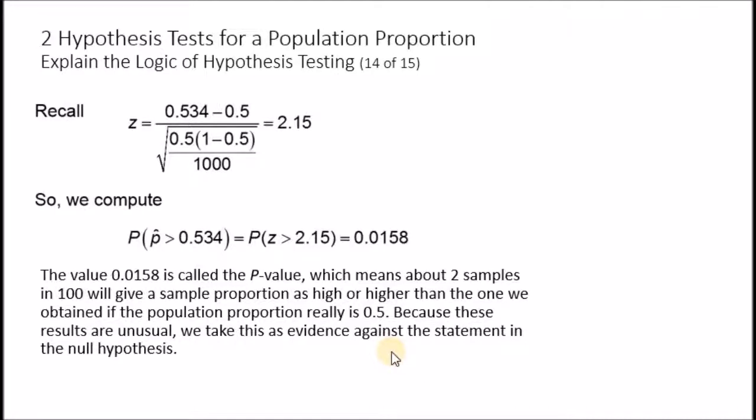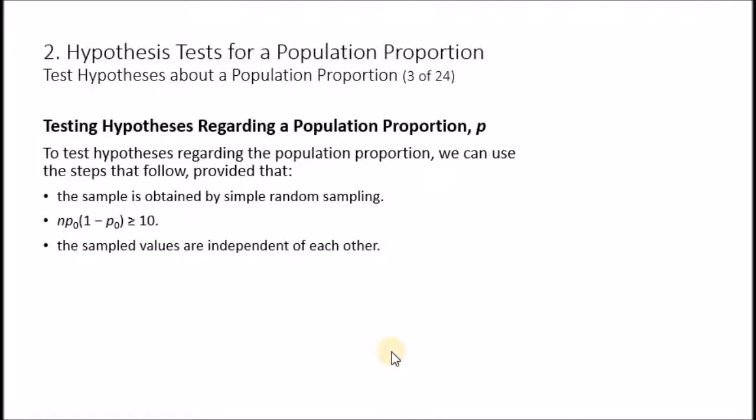0.0158. The value 0.0158 is called the p-value, which means about 2 samples in 100 will give a sample proportion as high or higher than the one we obtained if the population proportion really is 50% or 0.5. Because these results are unusual, we take this as evidence against the statement in the null hypothesis and we reject the null hypothesis.